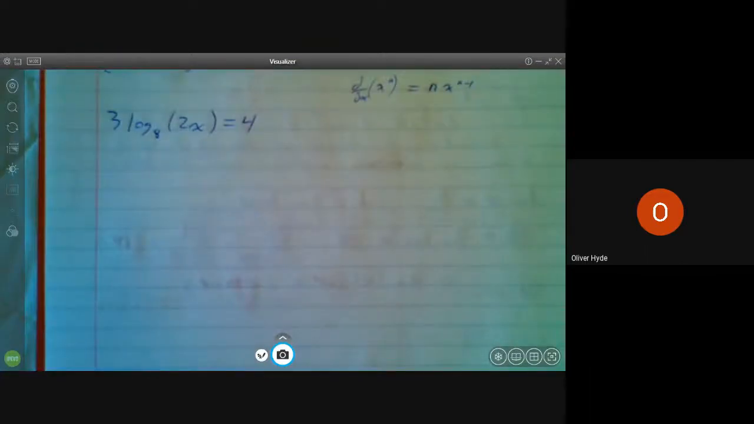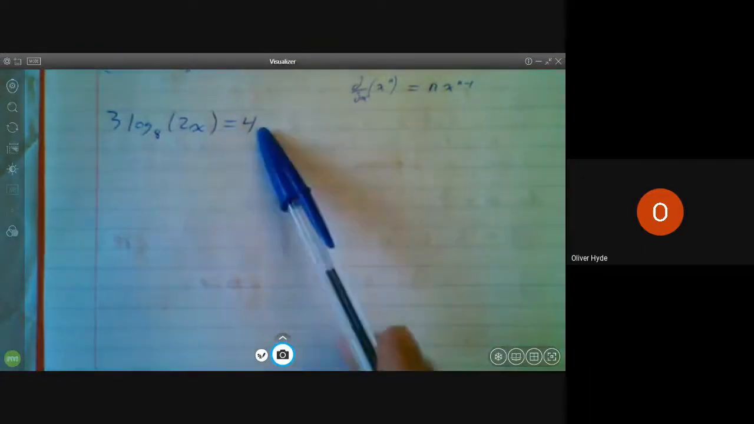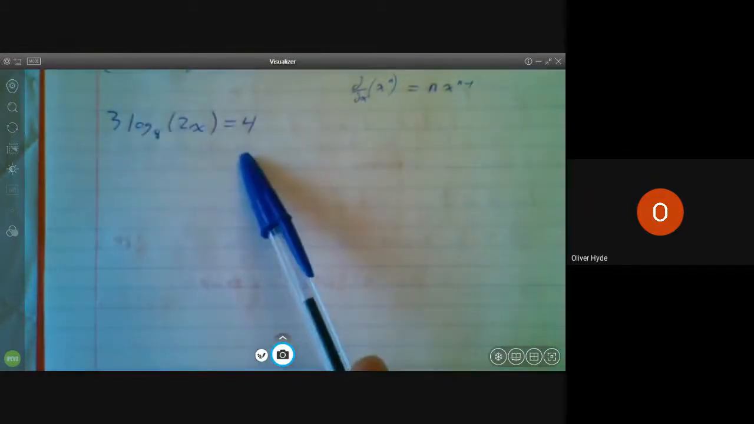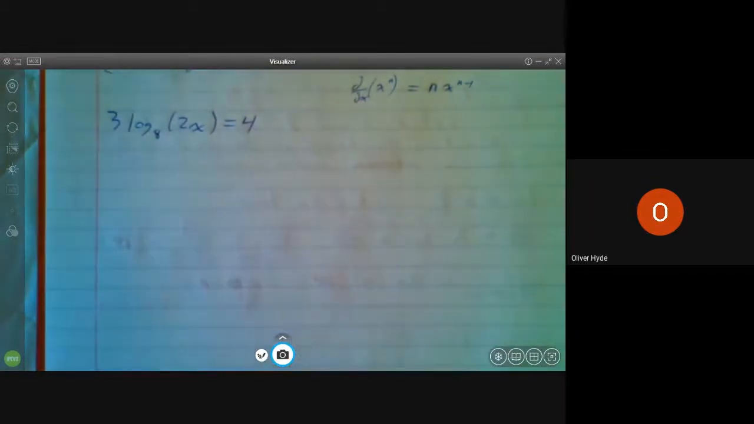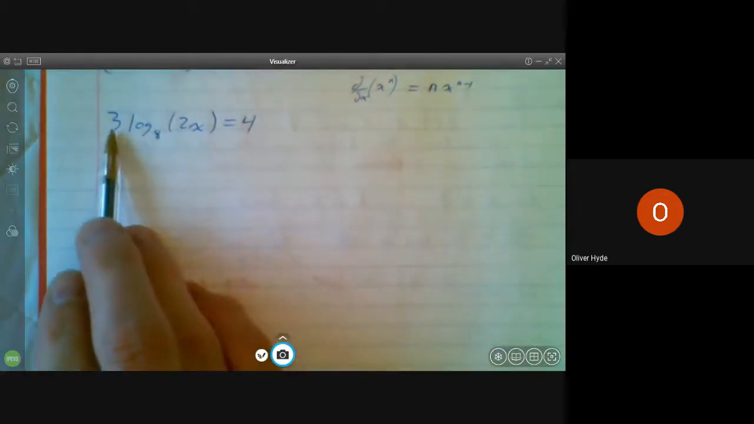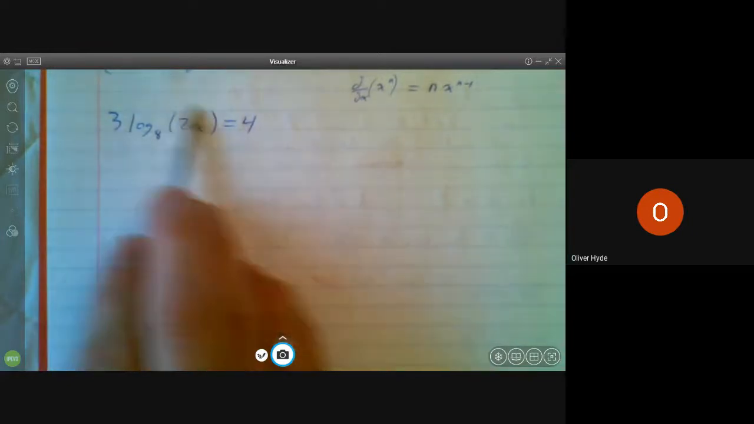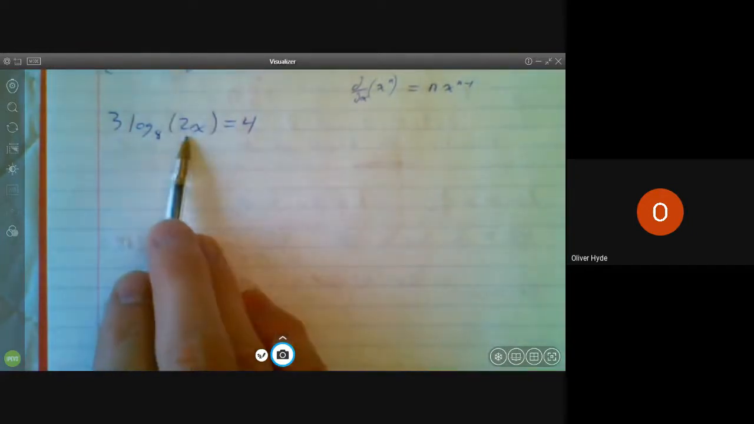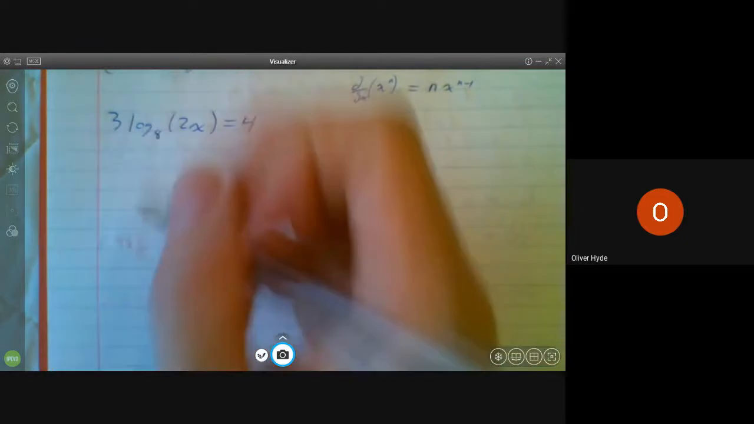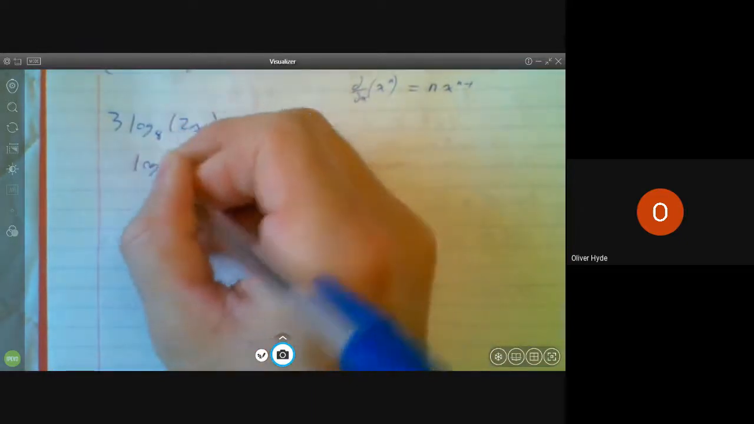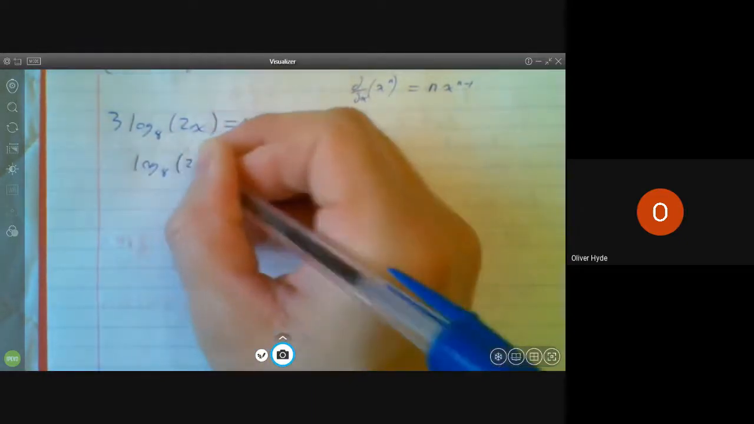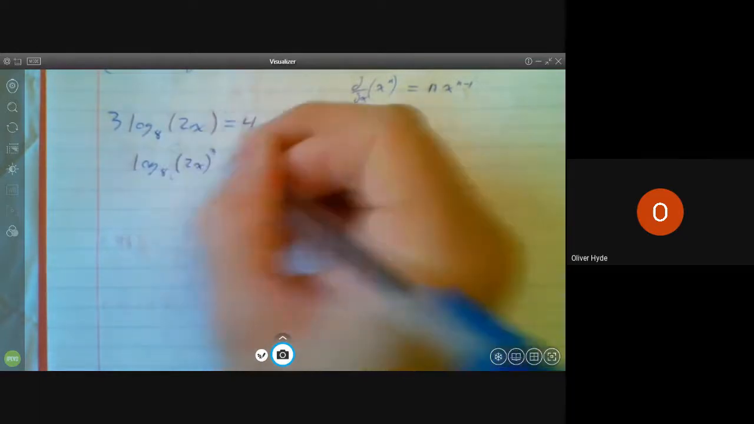Okay, so in the lesson, I divided by 3, switched to exponential form, and then evaluated and simplified. Let's try some other stuff here. How about we see that we are multiplying two exponents? Log base 8 of 2x is an exponent. The only thing I can multiply exponents by are exponents. So I'm going to use the power of a power rule here.